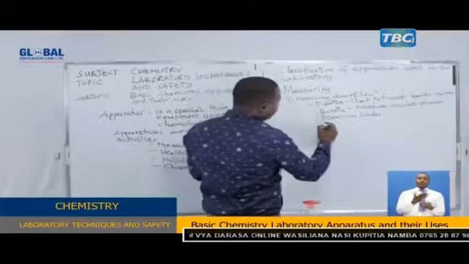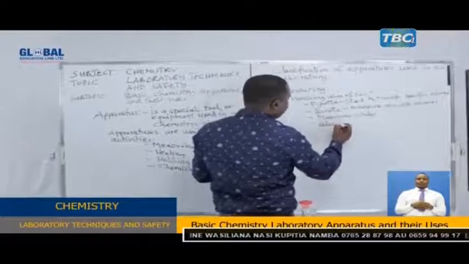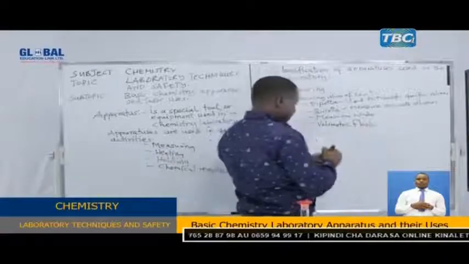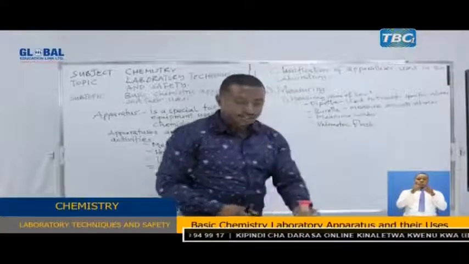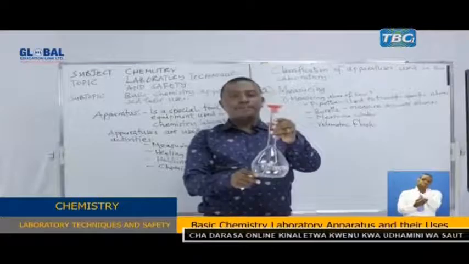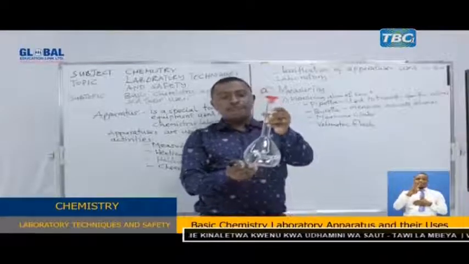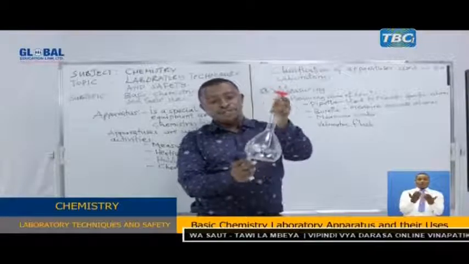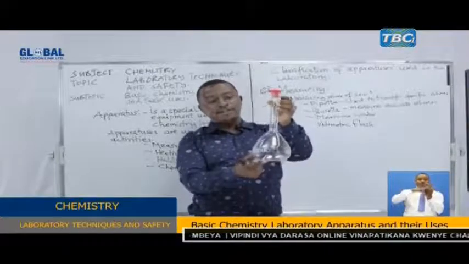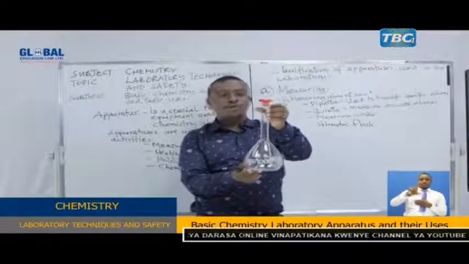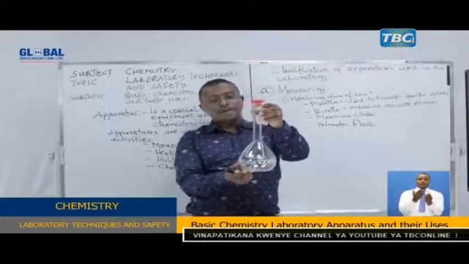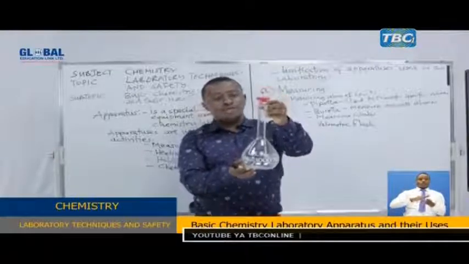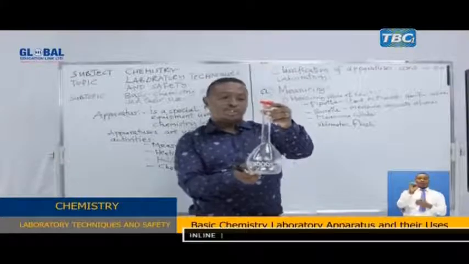We can also have a volumetric flask. Dear student, this one is a volumetric flask. It is a flat-bottomed flask. You can see it has a volume of 1,000 mls. This one is also used to measure precise volumes of liquids, and it is also used in preparing standard solutions.